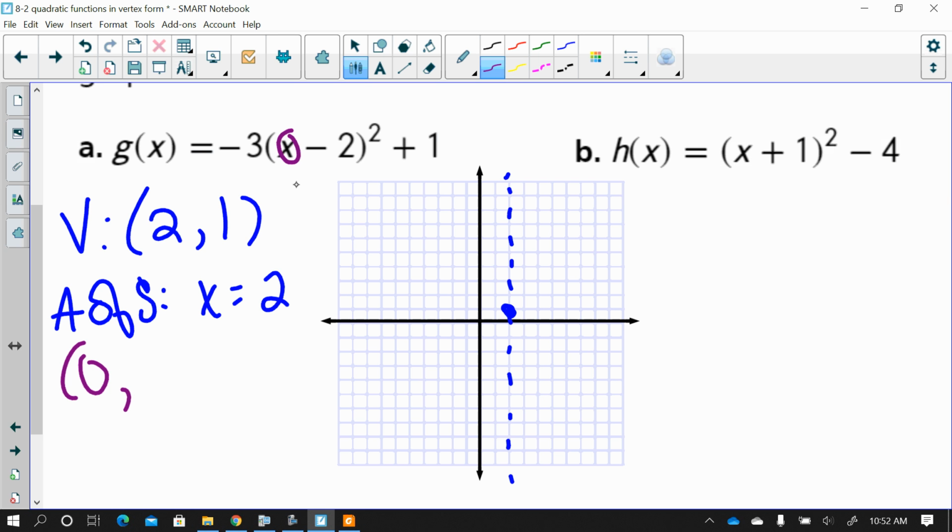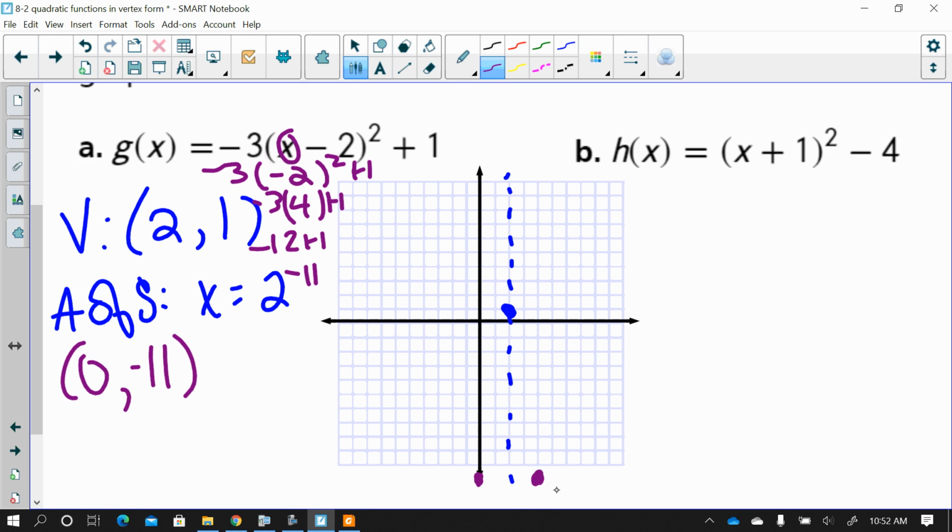If I plug in 0, I get -3 times -2 squared. -2 squared gives me a +4 times -3. So -12 plus 1 is -11. So I get the point 0, -11. Well, 0, -11 is about right here. Notice I'm 2 spots away, so I'm going to go 2 spots away on the other side.